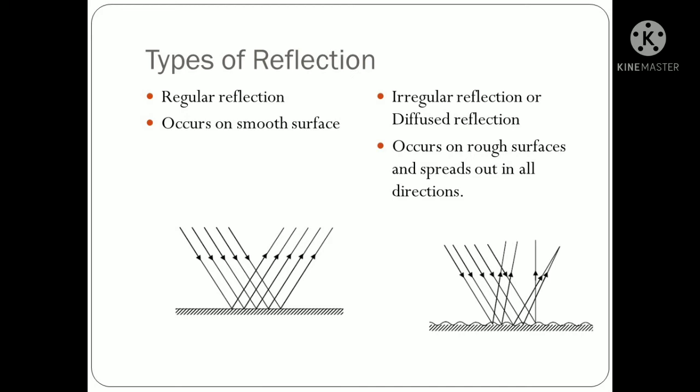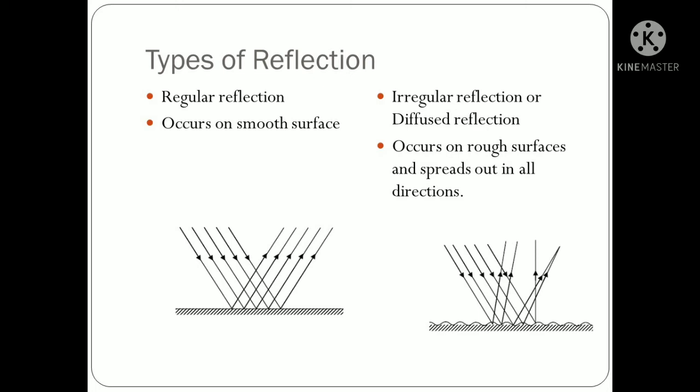So we see objects, isn't it? Like on the top of your table there is a pen and paper. These all have irregular reflection. Near your book there is one pen, and the surface is not the same. So irregular reflection actually lets us see things clearly. So these are the types of reflection.